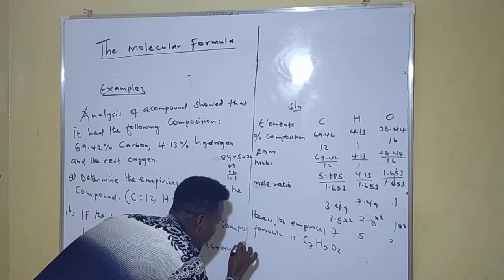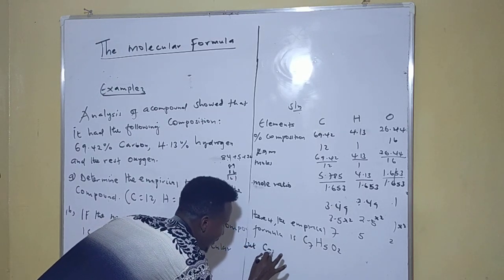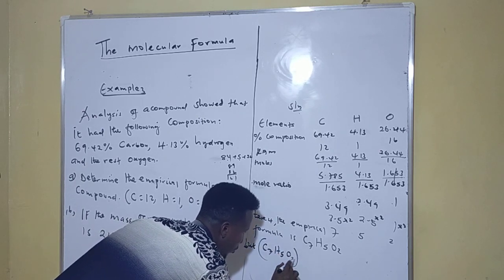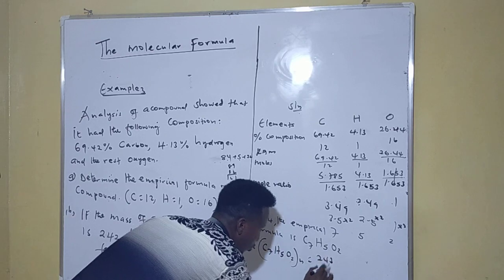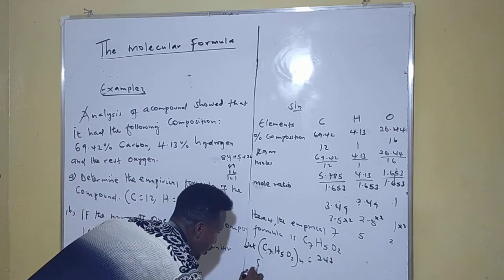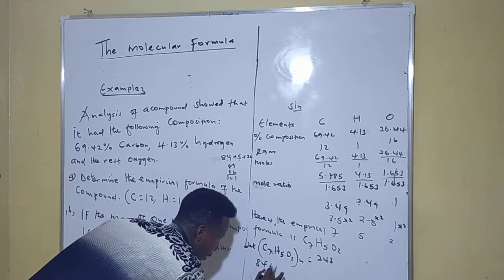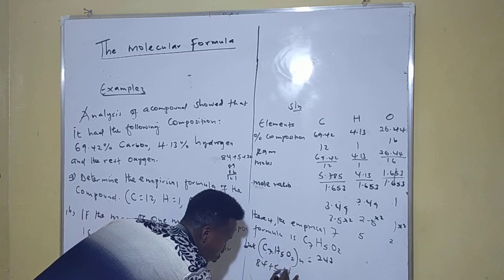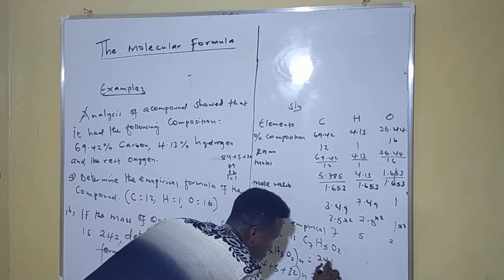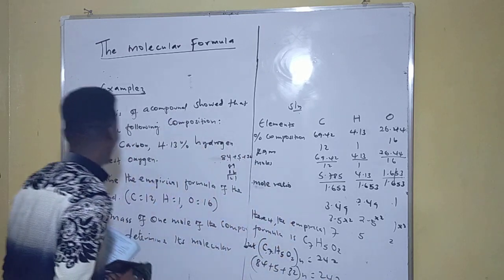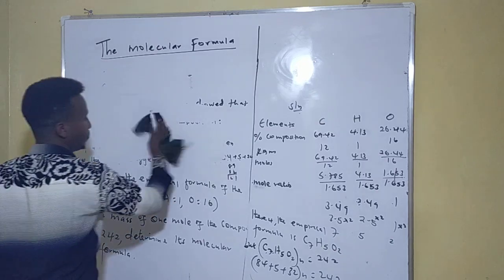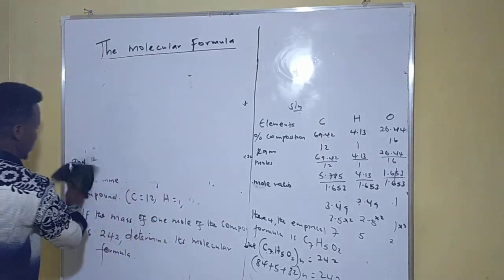But remember, C7H5O2 into N is equal to 242. Remember, C is 12. 12 times 7 is 84. Plus H is 1 times 5 is 5. Plus 16 times 2, 32. Into N is equal to 242. Come to this point so you understand better, because you are lacking space there.